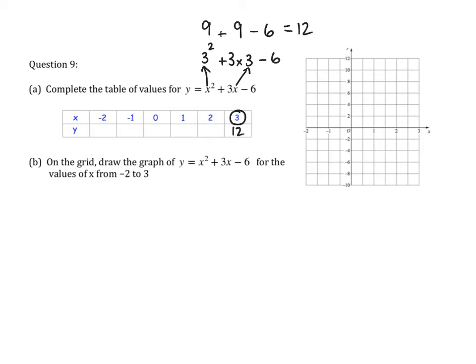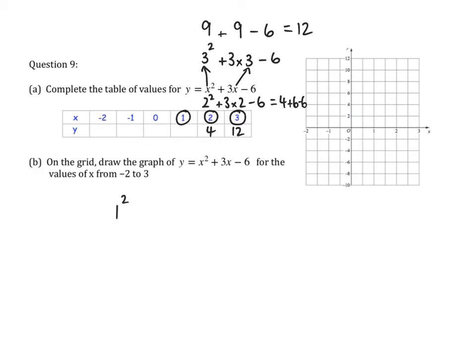So this one's 12. Now I'm going to substitute X is 2. 2 squared plus 3 times 2, subtract 6. That is 4, add 6, subtract 6, so that one's 4. I'm going to do it underneath now. The next one I'm doing is 1.